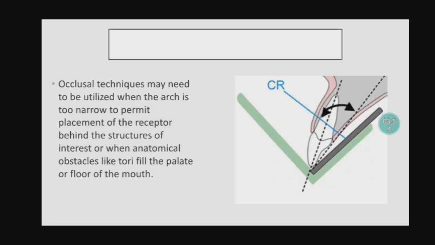So, here is the example, the occlusal techniques. Occlusal techniques may need to be utilized when the arch is too narrow to permit placement of the receptor behind the structures of interest, or when anatomical obstacles like tori fill the palate or floor of the mouth.